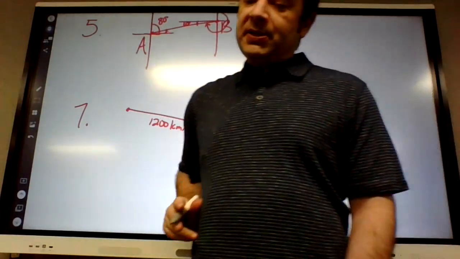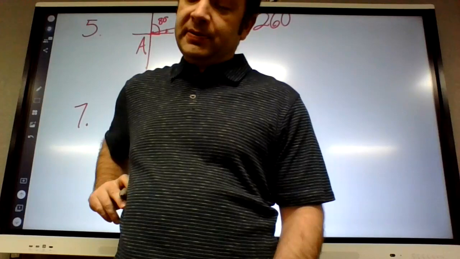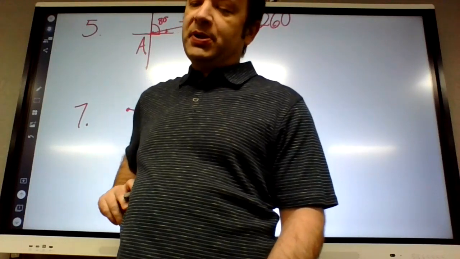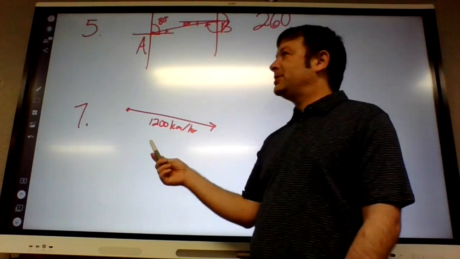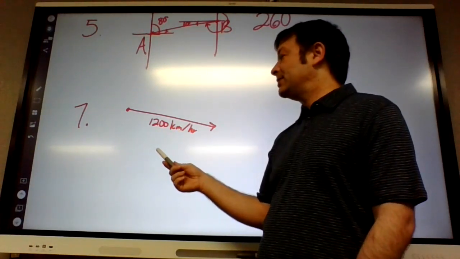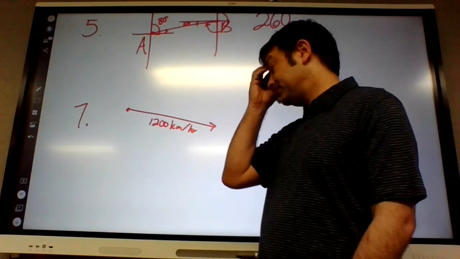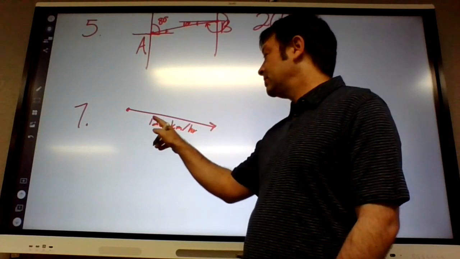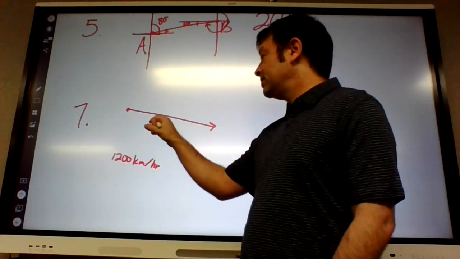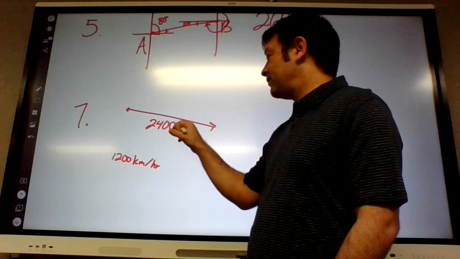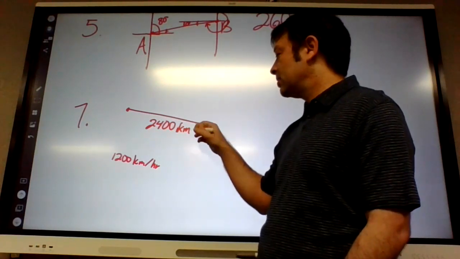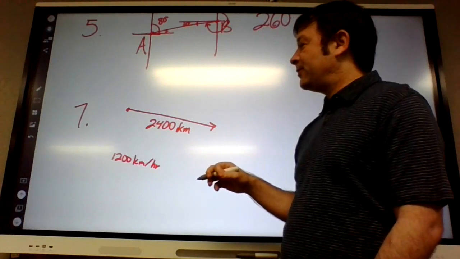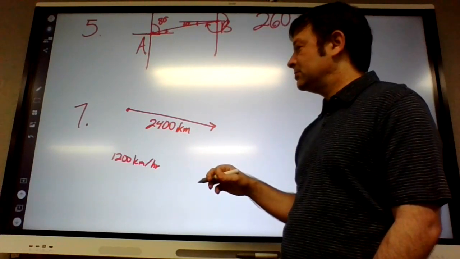Okay, then it says, how far east is the plane 2 hours later? So if it's going 1,200 kilometers an hour, how far has it traveled in 2 hours? 2,400. I'm going to kind of drop that out. So this length is 2,400 kilometers. Now, is that how far east the plane has traveled?